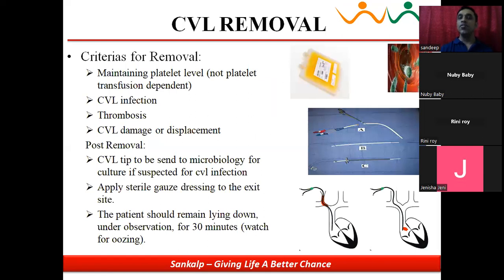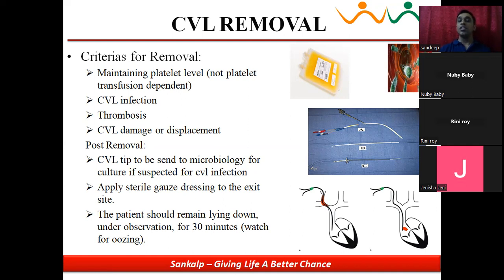Next part is CVL removal. The criteria for CVL removal: the platelet count has to be maintained at a normal level. Generally, platelet engraftment, what they tell is more than 20,000 for the last 7 days with no transfusions. But in our setup, when counts of more than 10-15,000 are coming up gradually, we are removing the lines. So that is normally when we remove the lines.